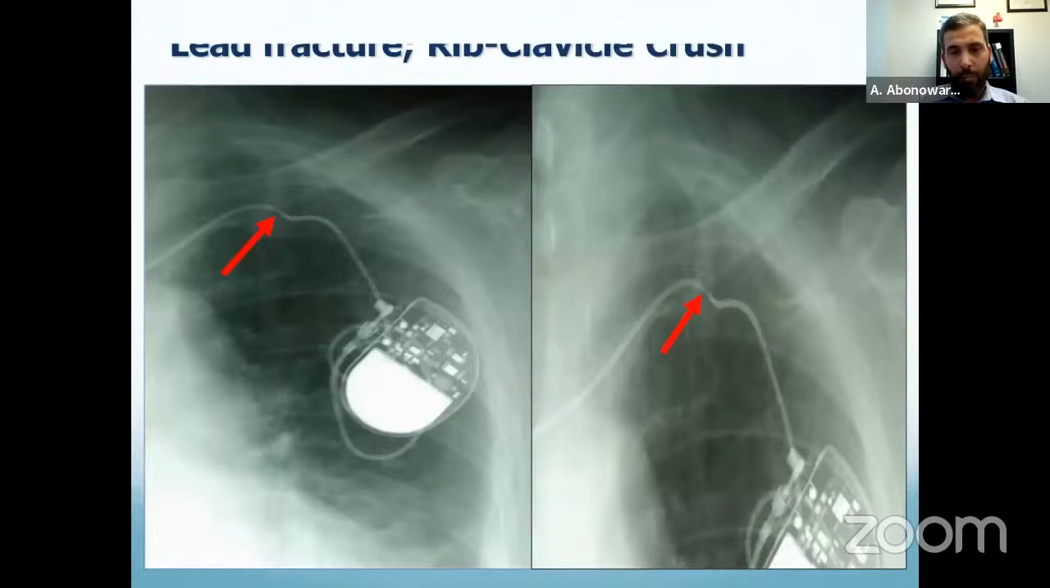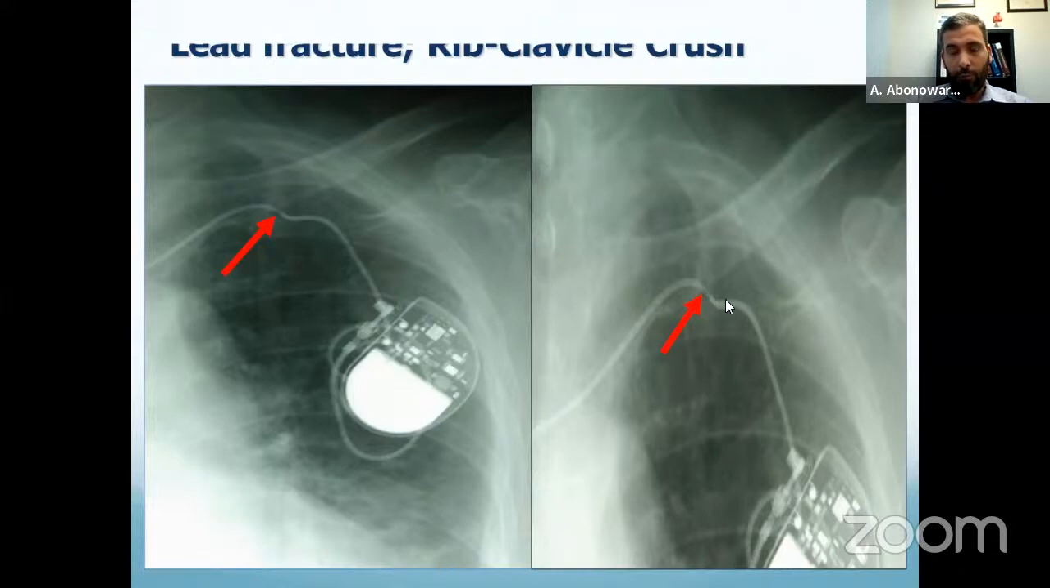Here is an old pacemaker. This patient would likely come with loss of capture and pacemaker malfunction, because the lead is crushed between the clavicle and the first rib and broken and damaged. This is called lead clavicular first rib crush syndrome. This patient needs a new pacemaker lead.